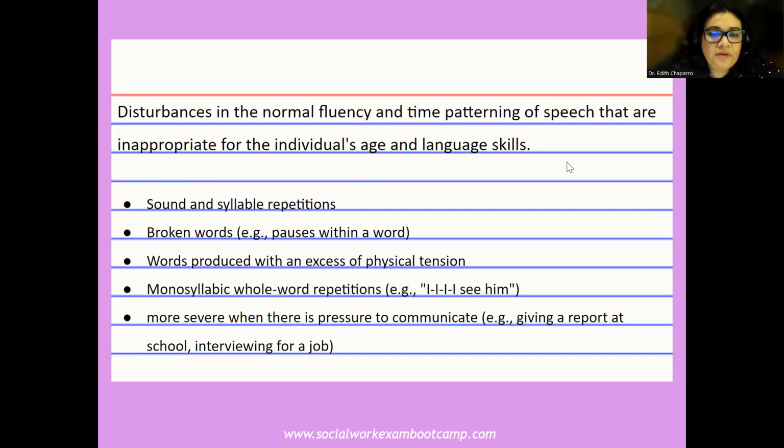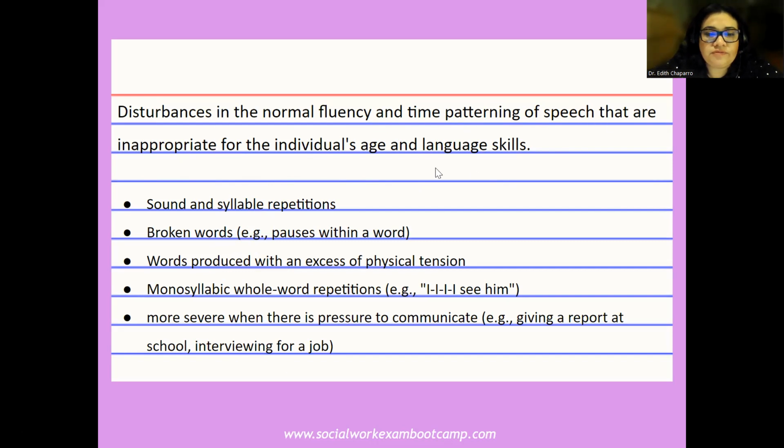So here are some specifics. For example, on the exam, you might see a question asking, what is stuttering, or childhood-onset fluency disorder? And you might see some of these keywords.